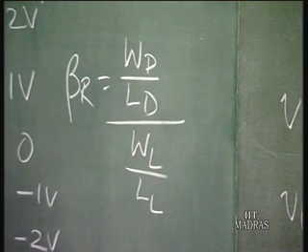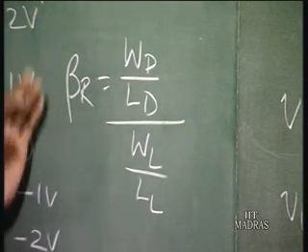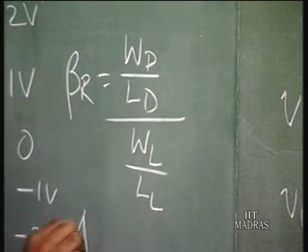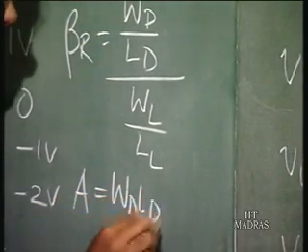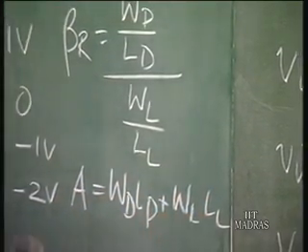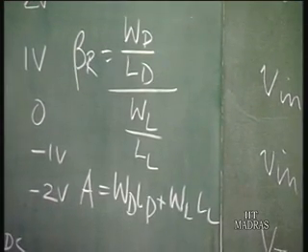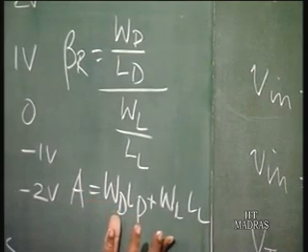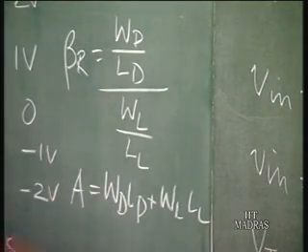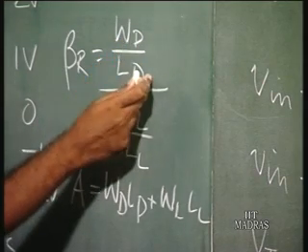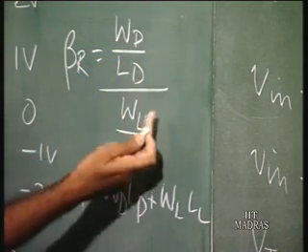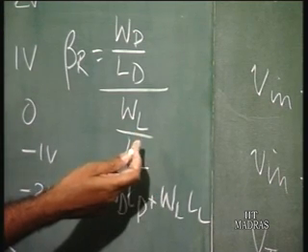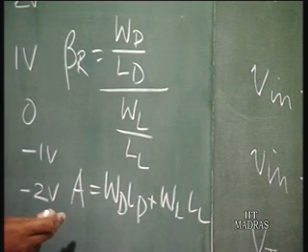So if it is 4, what do you usually do? It can be shown that the total device area required is equal to WD into LD plus WL into LL. So you must also try to minimize the area. A simple analysis shows that in order to minimize this, one has to make WD by LD equal to 2 and WL by LL equal to half. In that combination, you will have the area to be minimum.